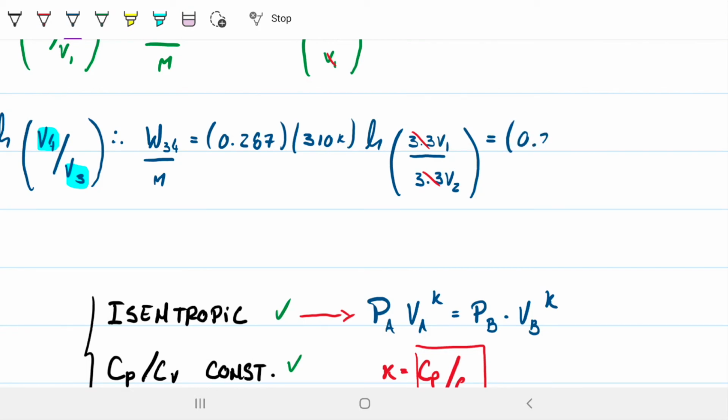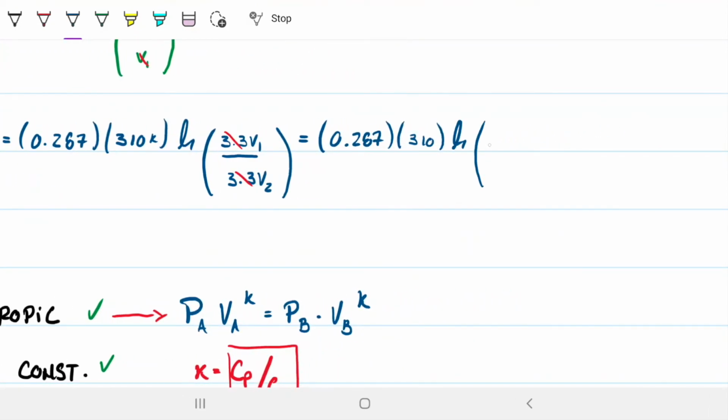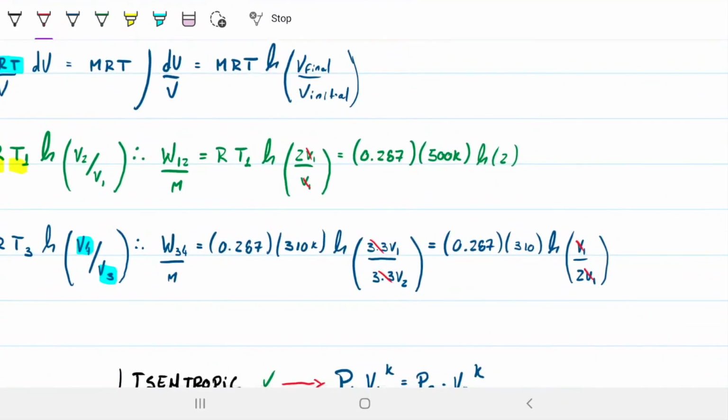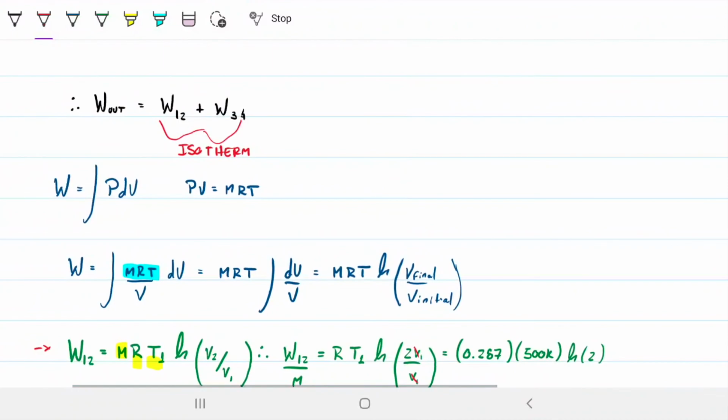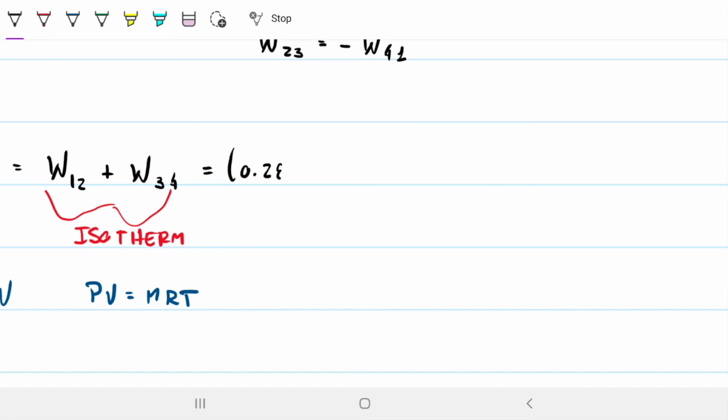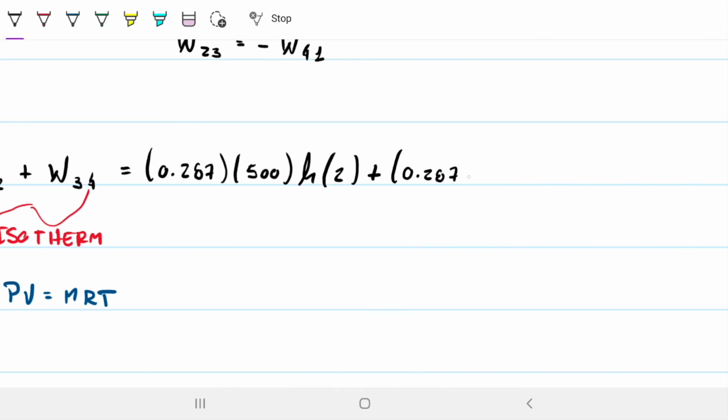So in other words, I'm going to rewrite everything. So 287, 310, natural log of V1 over V2, and V2 is 2 times V1. So this is natural log of 1/2, right? Okay, so now we have the two work per unit mass, and that's what we're looking for because that's what we want to find as our work output. So I can plug everything in and sum everything up. This is my 287, 500, natural log of 2, plus 287, 310, natural log of 1/2.